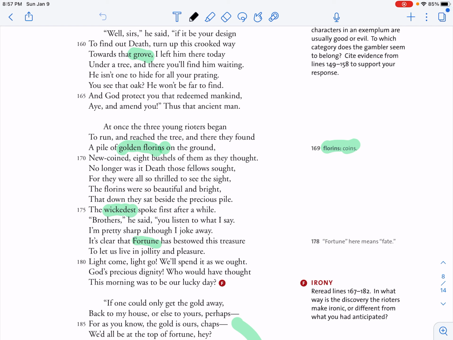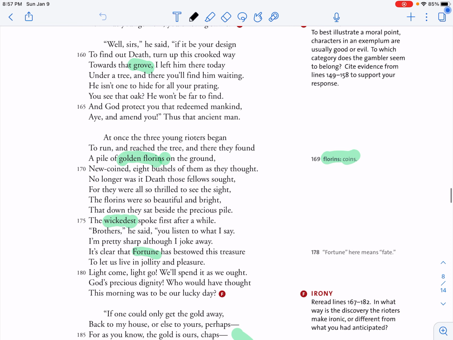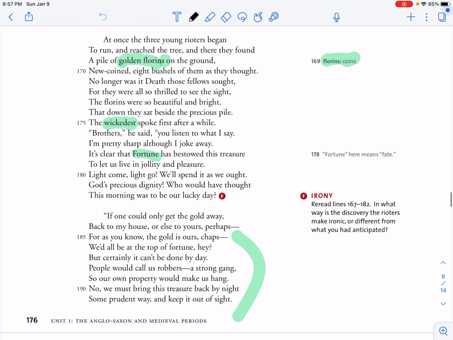That's what he says. So the old guy says, "Oh, you're looking for death? Oh, he's up that trail there in the grove of trees. I just left him there. Go up there." So they leave him, and they forget all about accusing him, and they go up there, the three rioters. But we'll see what happens.